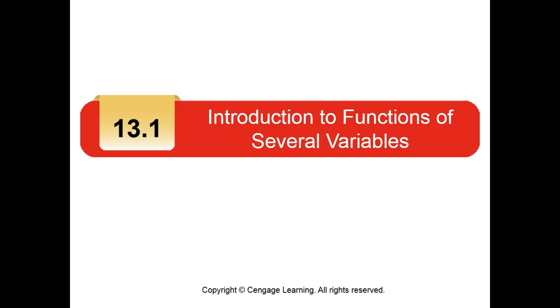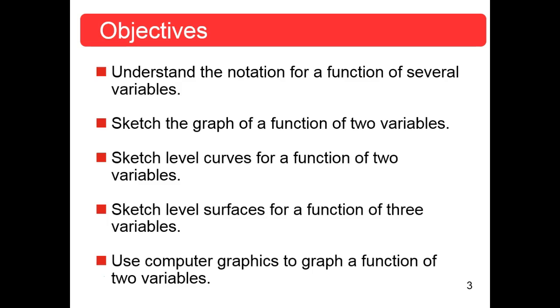So, introduction to functions of several variables. What we're going to do here is understand the notation for a function of several variables. And that's pretty straightforward. Sketch a graph of a function of two variables. That means three-dimensional graphs, and I'll do really lousy on those. Sketch level curves for a function of two variables. This goes back to what we did at the very beginning when we did the quadric surfaces, the level curves there. So it's going to be somewhat like that.